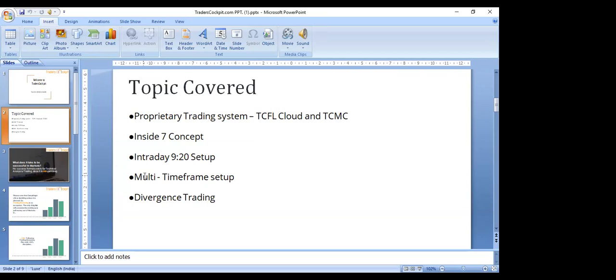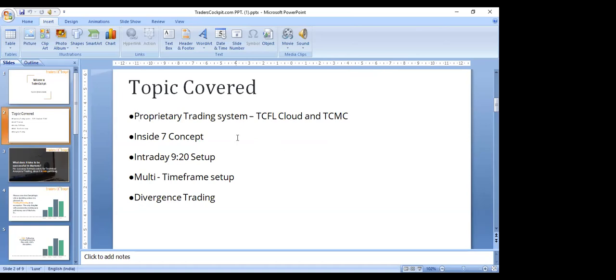The fourth one is the multi-time frame setup, where we can do multi-time frame analysis in the markets. By taking different indicators with different time frame confirmations, that is what we call multi-time frame analysis. And the last one is divergence trading, one of the powerful trading setups where we can take trading decisions by using RSI or MACD divergence or many other indicators. Today's session is going to be awesome and you will learn so many things.